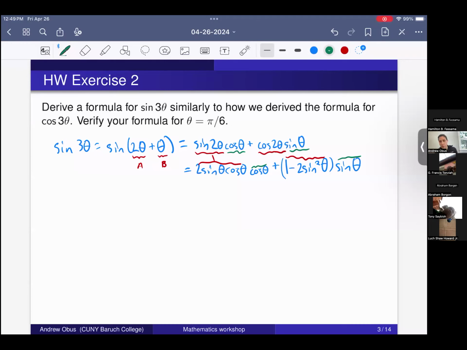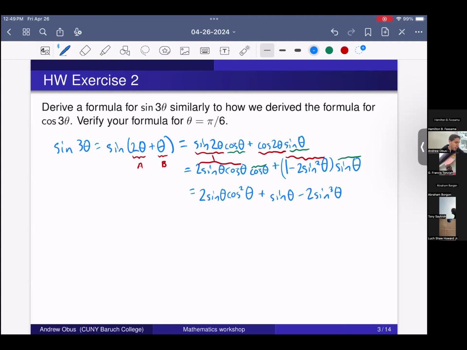So the color coding is just showing how I simplified things, right? And so if we want to simplify this a little more, this is 2 sine theta cosine squared theta. And then we have plus, well, here's a sine theta, and then minus 2 sine cubed theta.